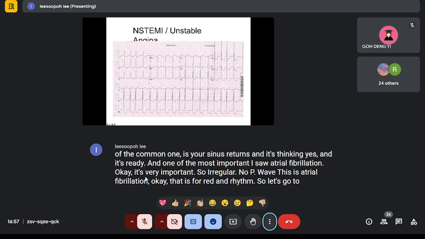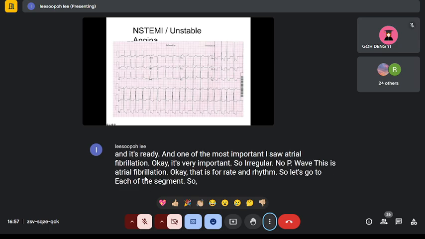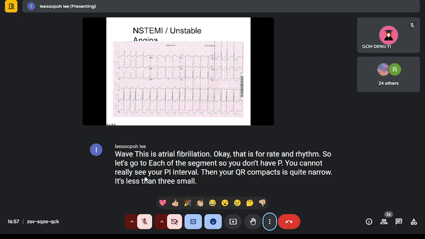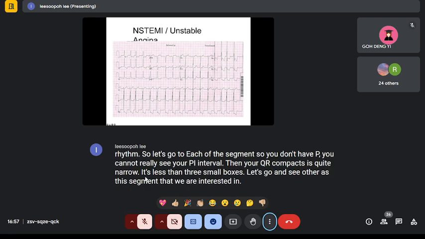So let's go to each of the segments. You don't have a P wave, so you cannot really see your PR interval. Your QRS complex is quite narrow, less than 3 small boxes. Let's go and look at the ST segment that we are interested in.